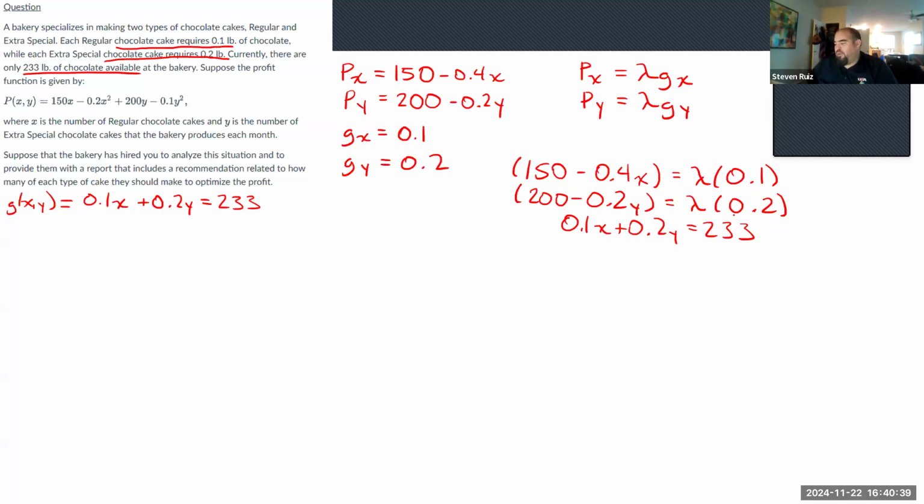One thing I want to point out here is that we can usually treat the lambda as a means to an end. I don't care what its value is. I only care about x and y. The lambda is a means to an end.